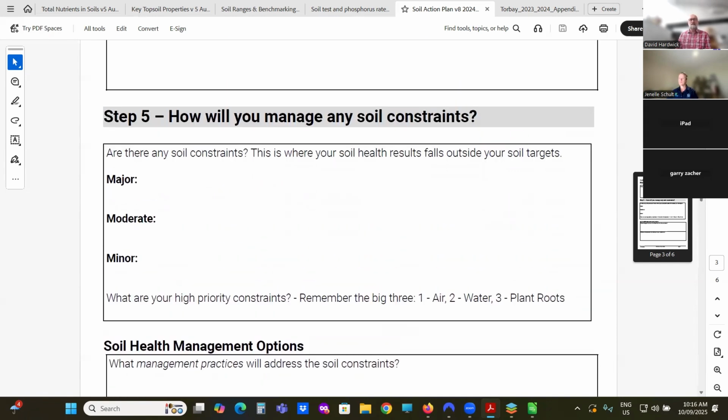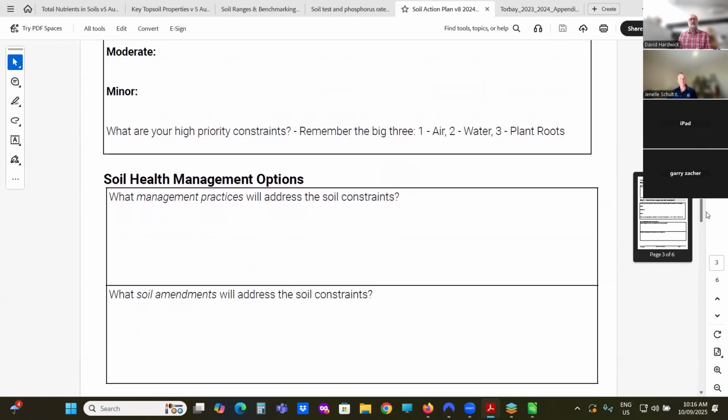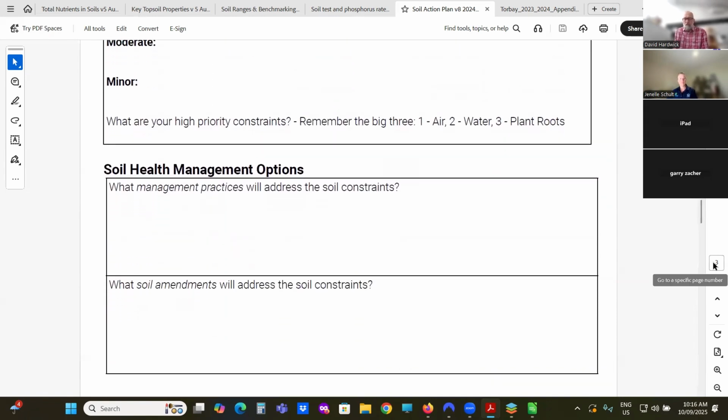And that's where you complete this next section, step 5. So for example, to improve the rooting depth of grasses in a pasture, the best thing is to manage your grazing. So you have what we call planned rotational grazing to give the grass certain recovery time.